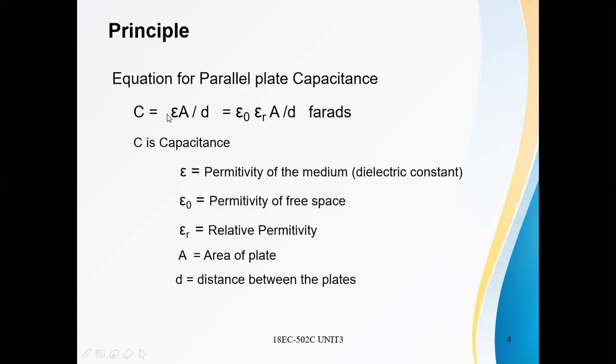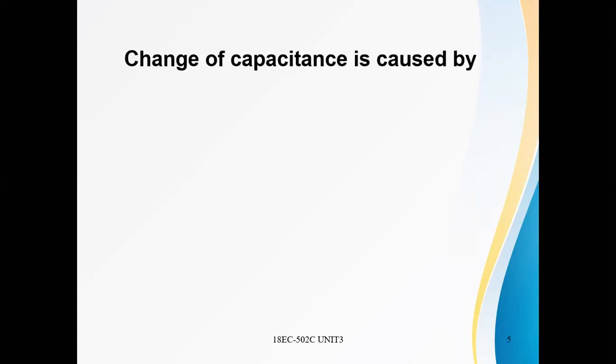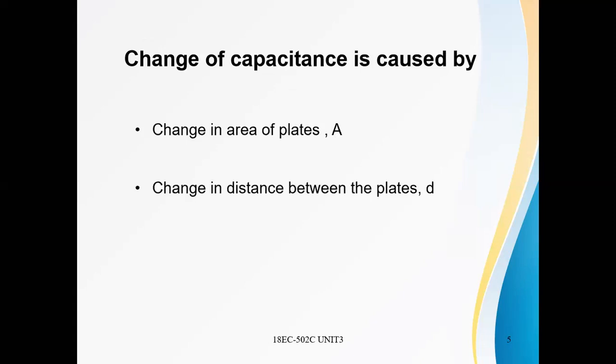This principle is applied in capacitive transducers. How, we will see. Change of capacitance is caused by the change in the area of the plates and the change in the distance between the plates. If either the area of the plates or the distance between the plates is varied, definitely the capacitance will be varied.